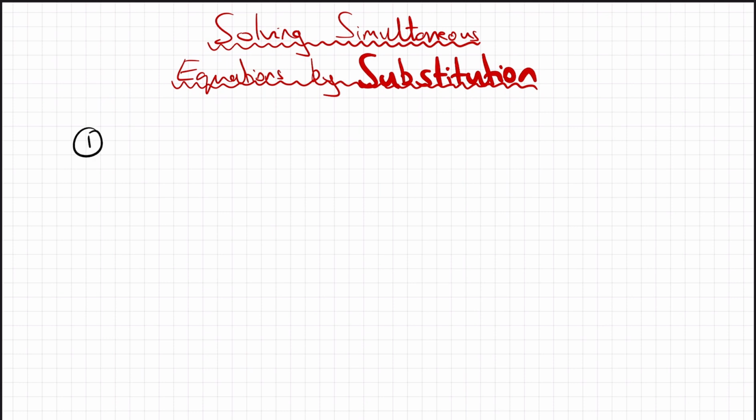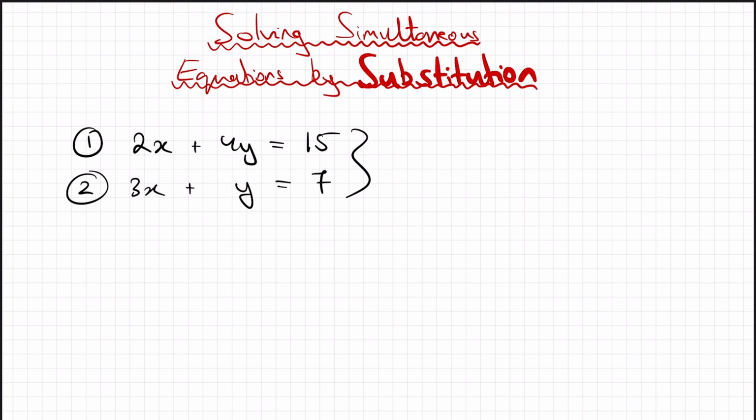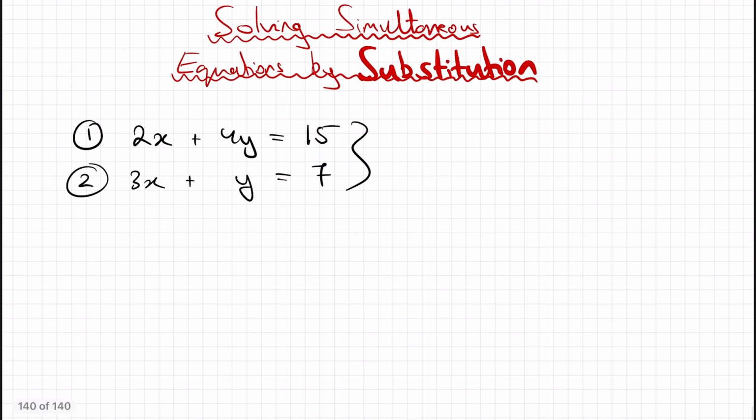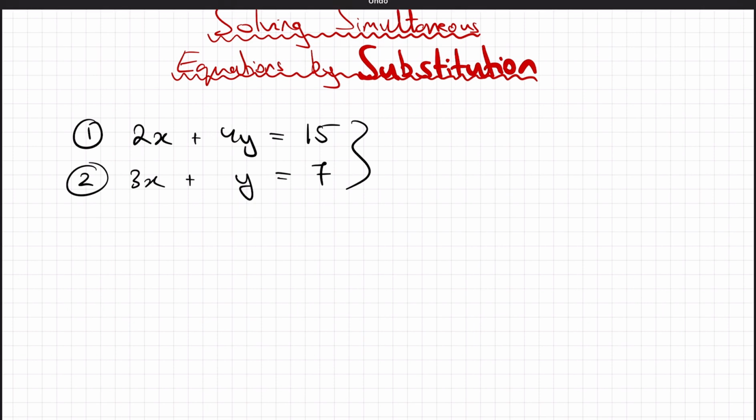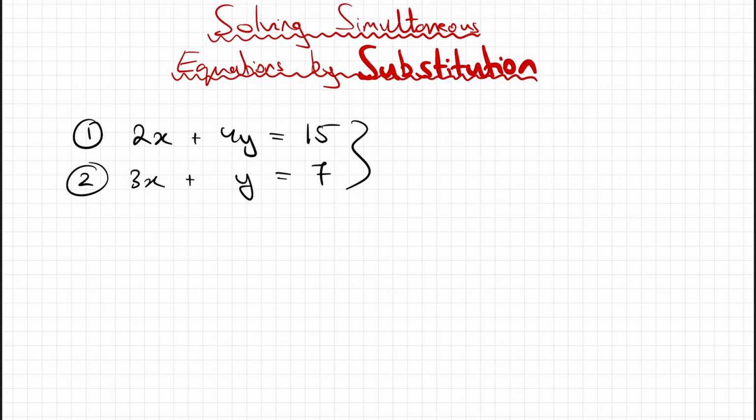Let's see this as an example. I'm going to use 2x plus 4y equals 15 and 3x plus y equals 7. Here's our system, and we want to find the solutions for x and y. So if we were eliminating, we'd probably multiply number 2 by 4 and then eliminate the y's like so. But we're doing it by substitution.